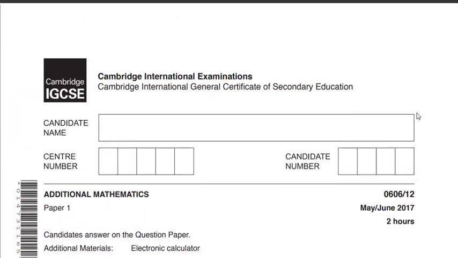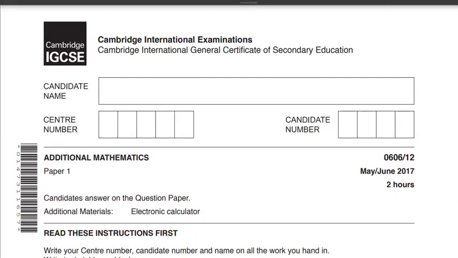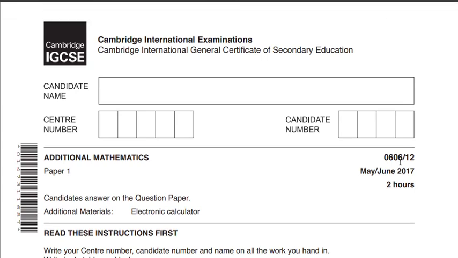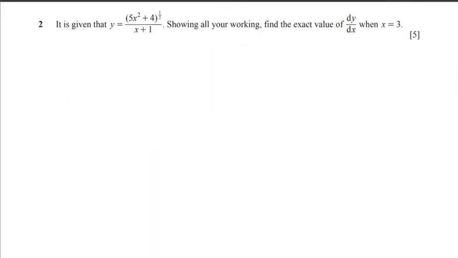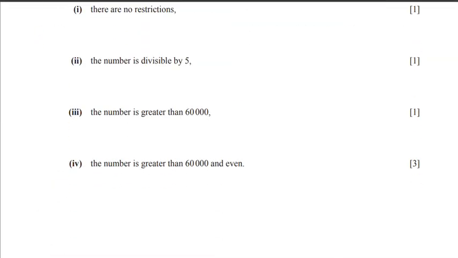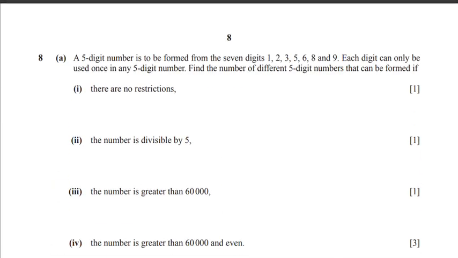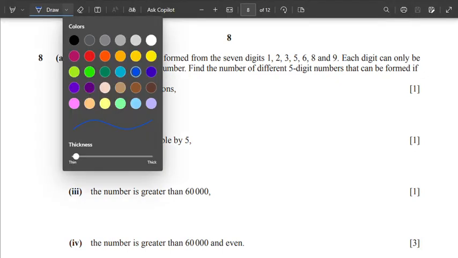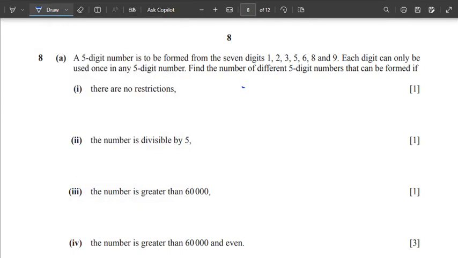So today's paper is the May June 2017 0606 Paper 1 Variant 2. Today I'm going to take this, and we are going to look especially at question 8. Before that, I've got some notes, since some of you might be struggling with this topic. It's actually not that hard. It took me some time to really understand.